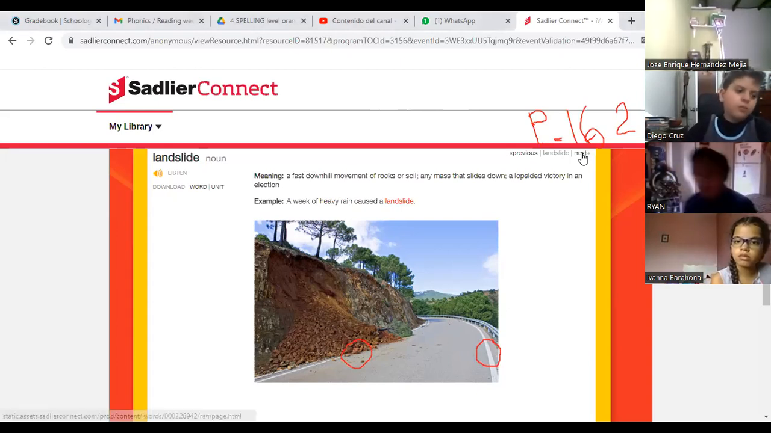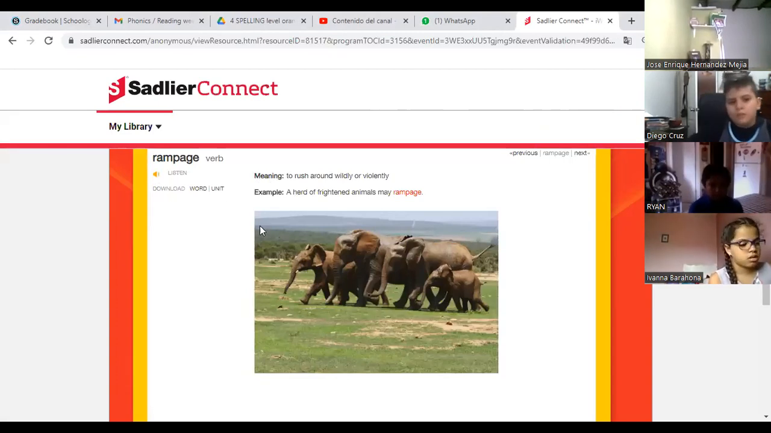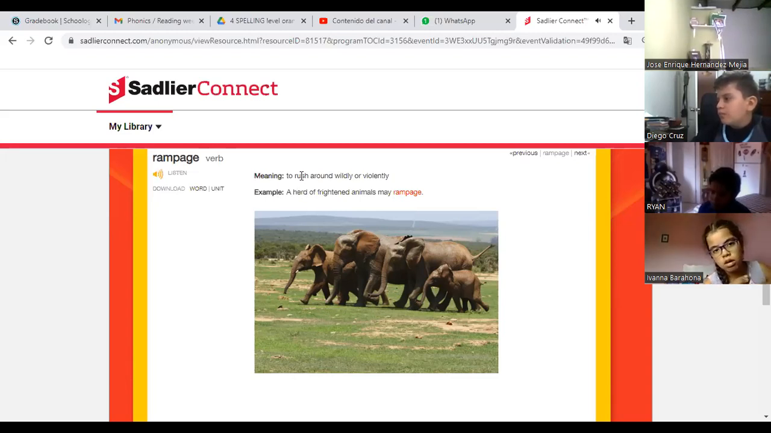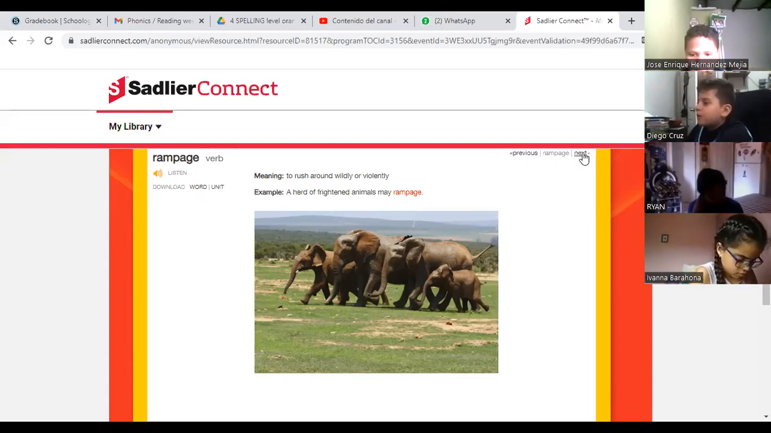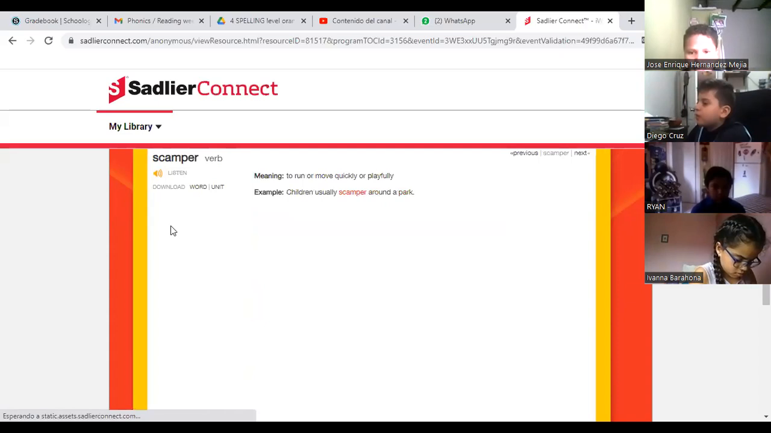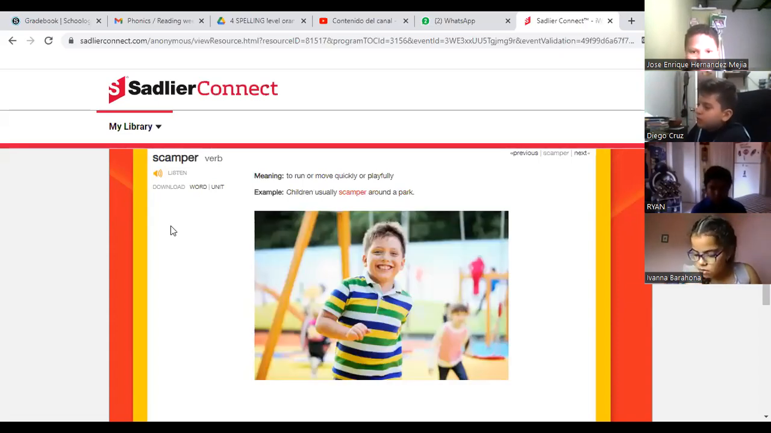Next words. Rampage. Rampage is a verb. To rampage is to rush around wildly or violently. A herd of frightened animals may rampage. Now you say the word. Rampage. To rush around wildly or violently. Maybe like a stampede. Maybe it's a synonym. Check your book for a synonym. Tell me synonyms for this word, please. To rage. That's the only one.